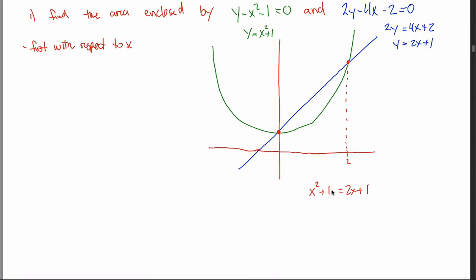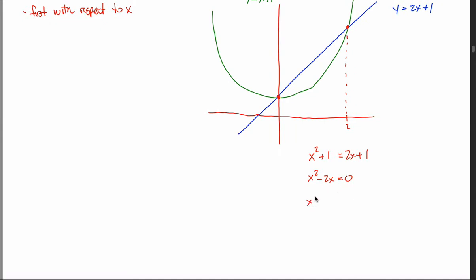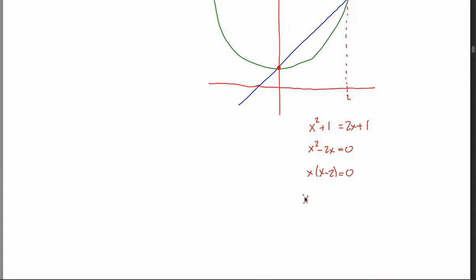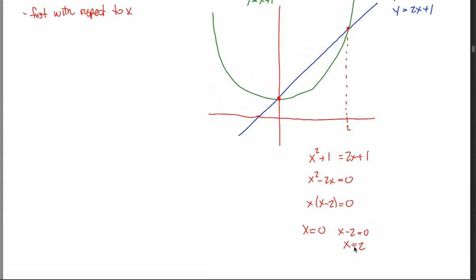Well, solving this equation, it looks like it's a quadratic, so maybe I can set it equal to 0 and factor. So if I subtract 2x from both sides of the equation and subtract 1 from both sides, I get here. And to solve this equation, maybe I factor out an x, and I get that x times (x minus 2) equals 0. So either x equals 0 or x minus 2 equals 0, in which case x equals 2. And note that these two equations give me the x values of their intersections, namely 0 and 2.